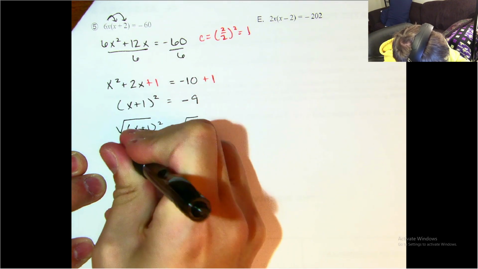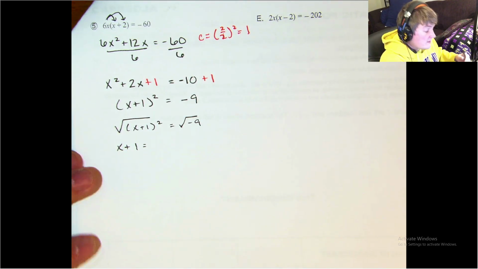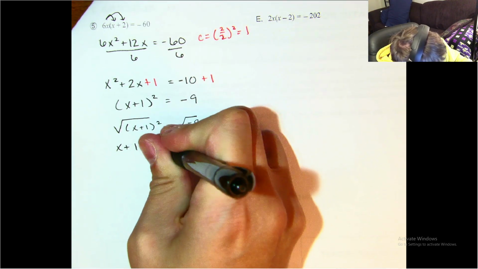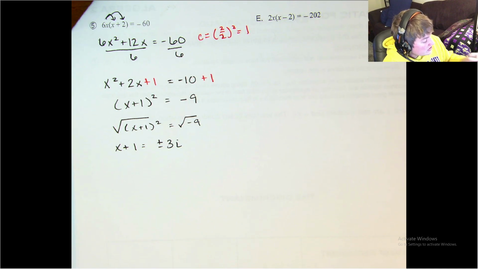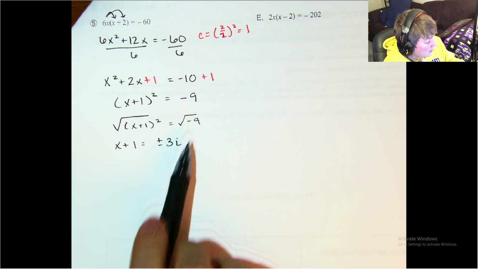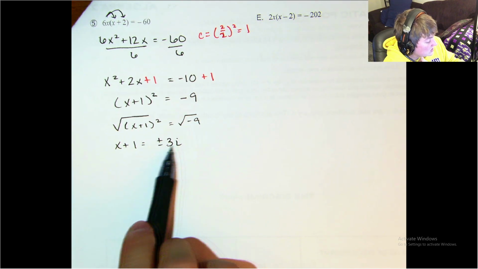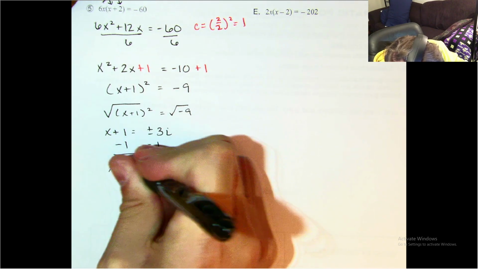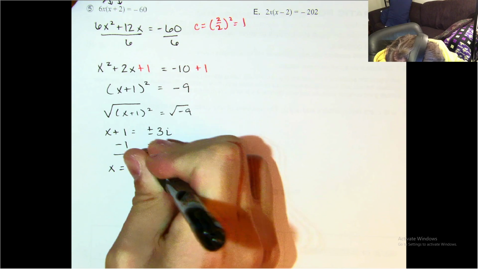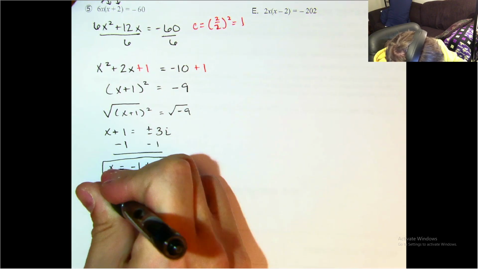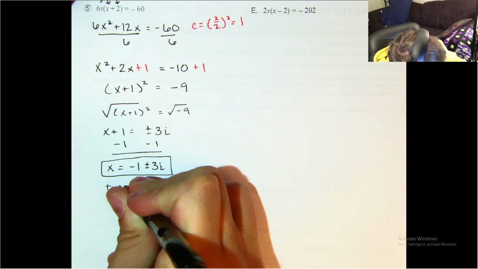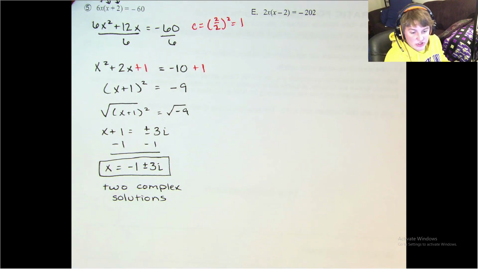So then I'm going to get x plus 1 is equal to the square root of negative 9. Now that is a perfect square. It is 3i, so this is going to be plus or minus 3i, so we already know we're going to have a complex solution. The square root of negative 1 here is i, the square root of 9 is 3, so it's just 3i. Then I can subtract 1. So this has two complex solutions again: negative 1 plus 3i, negative 1 minus 3i.